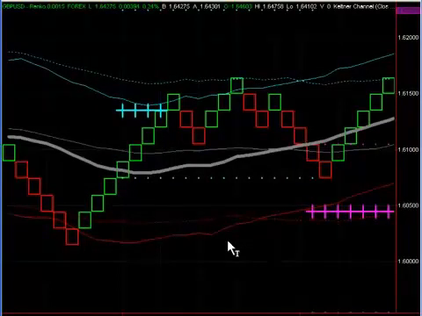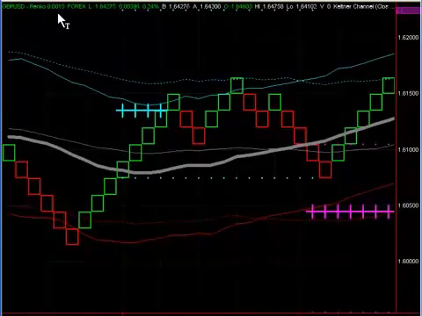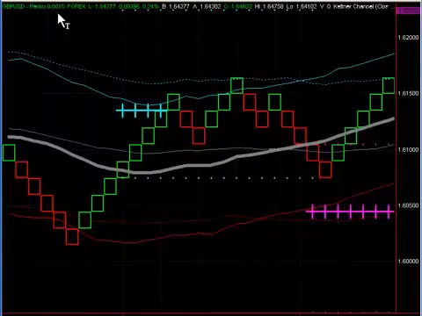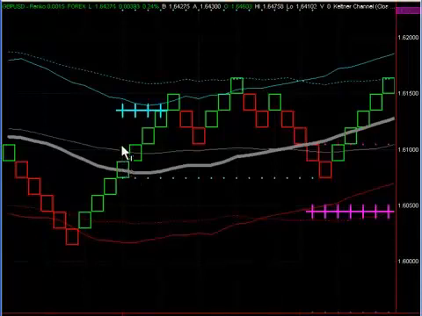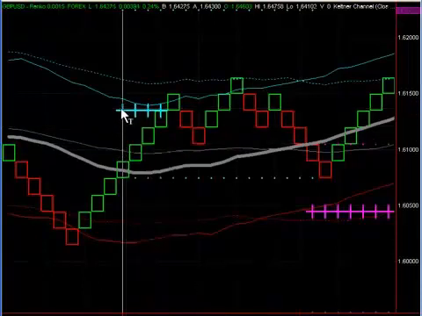Okay, so here's a walkthrough of the pound US dollar. The pound US dollar doesn't have the range that some of the other markets have, so we're using the 20 pip Renkos here; this is back down to a 15, very similar to what we're doing on the Euro US dollar. On the pound US dollar, I'm using 3 blocks above for my entry, at least at this point.